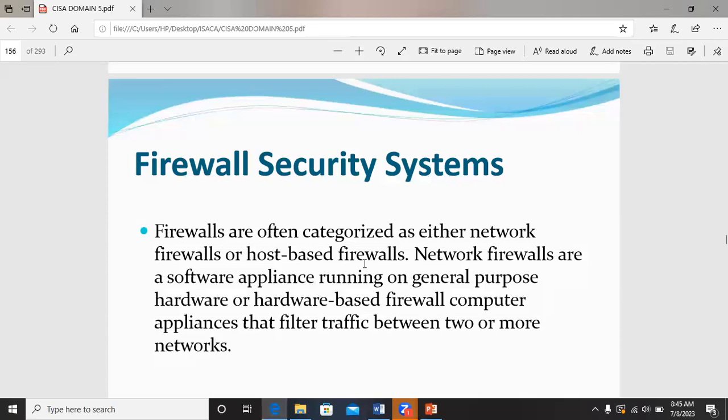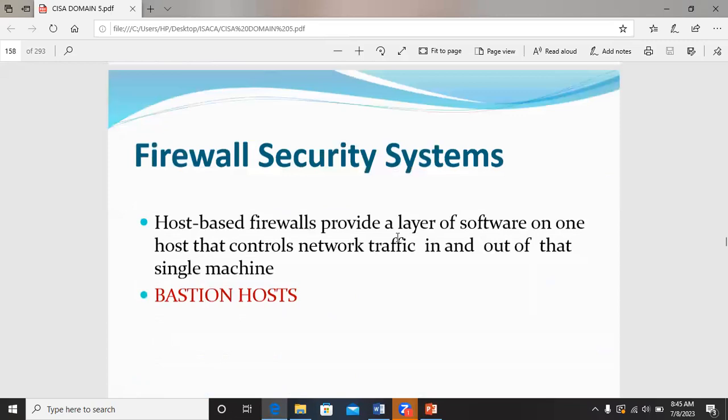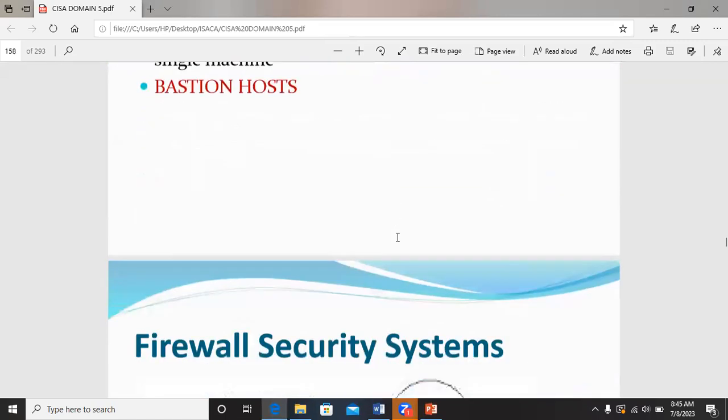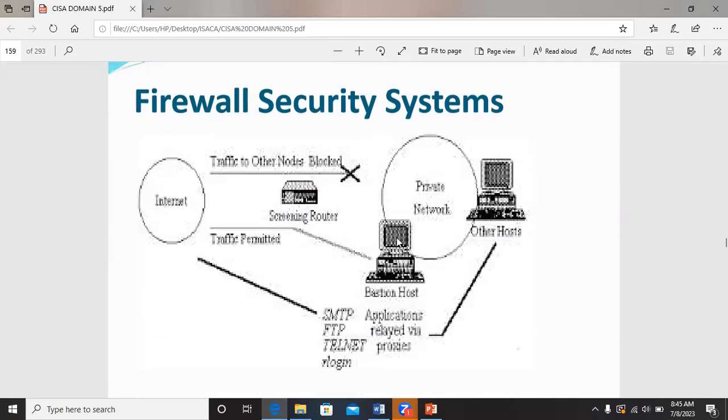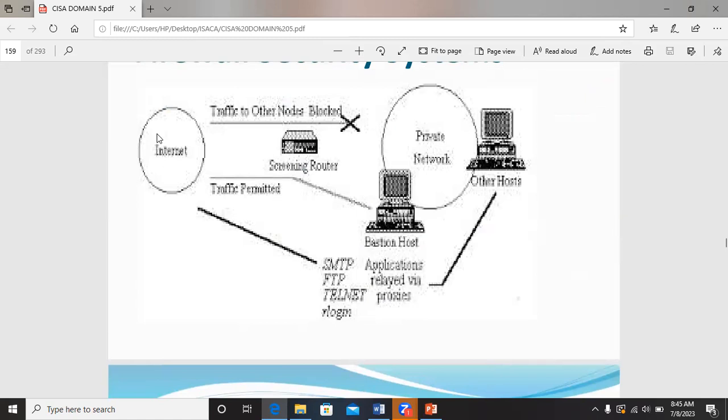So you have to give the rules to the firewall, to tell the firewall what the rules are. You can see this is the outside world. This is a screening router, a type of firewall. This is a bastion host, a more robust firewall than a screening router.